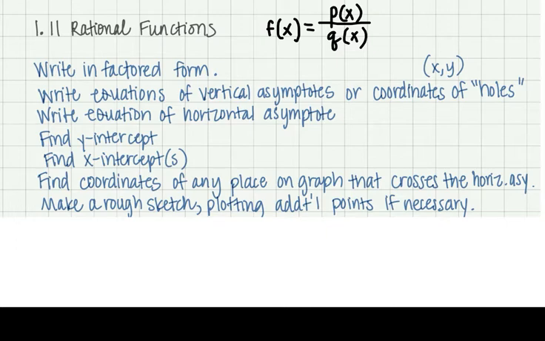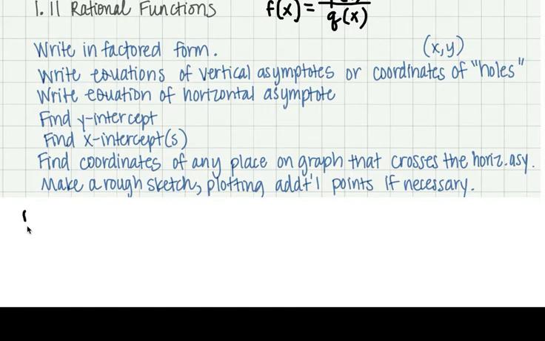We're going to write equations of vertical asymptotes or coordinates of holes that occur in the graph. We're going to write the equation of the horizontal asymptote. We'll find intercepts, both the y-intercept and any x-intercepts, and we'll find coordinates of any place on the graph that crosses the horizontal asymptote, making a rough sketch and plotting additional points if necessary. So let's get started with our first graph.